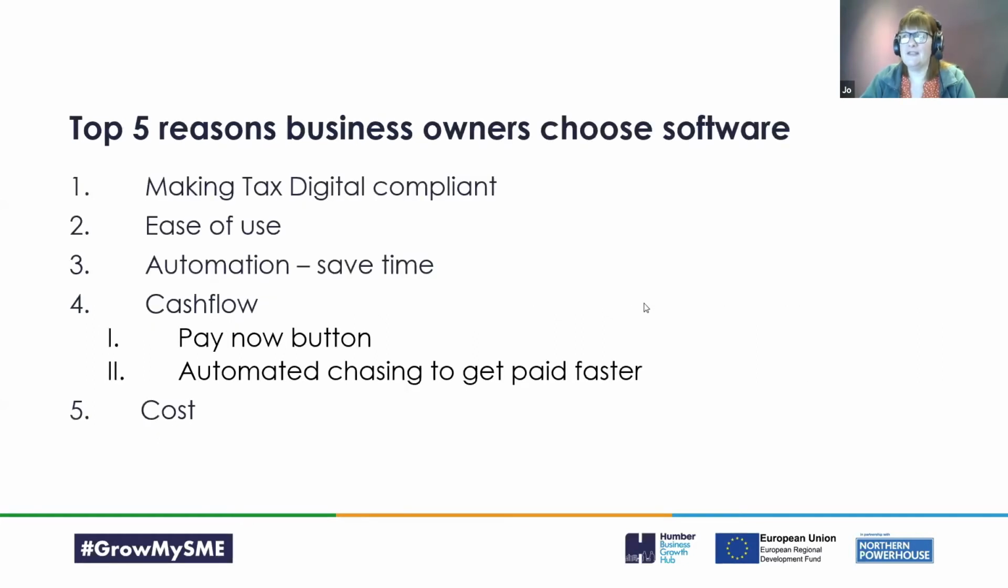So the 5 reasons that business owners choose software are: number 1, because they feel that they have to because of Making Tax Digital; because it's easy to use, and they all say that they're easy to use, but you'll be the judge of that; automation, because they want to save time; cash flow, helping you to get paid faster; and the cost. They're the things that people are telling me they use to choose which piece of software they choose. So let's have a look at those sections.